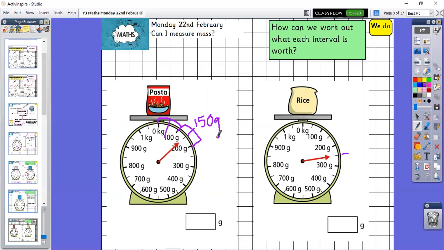There we go, just like that. Oh, I should have written it in my special box, shouldn't I? So that one tells me that one there. So you need to be thinking about what you're able to tell when it comes to these measuring.